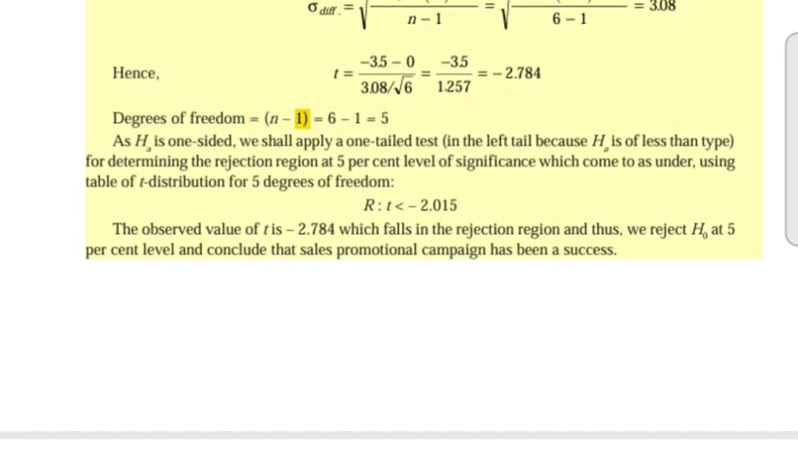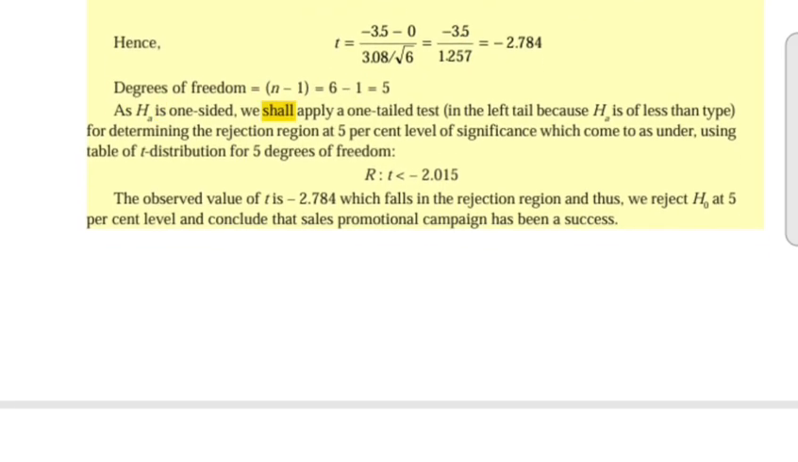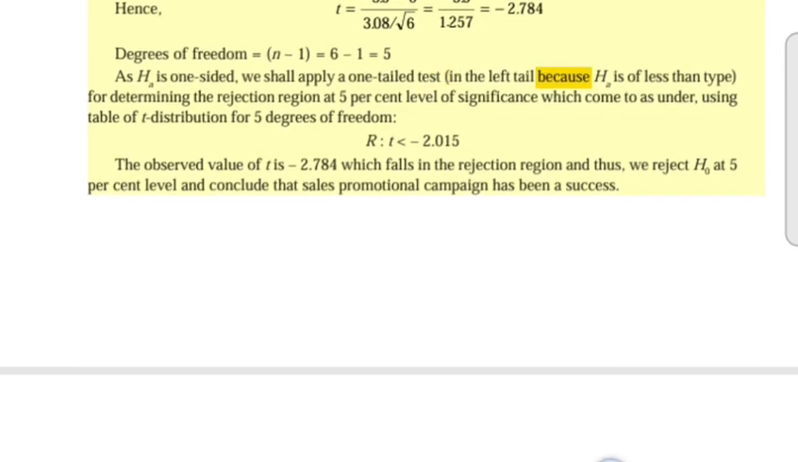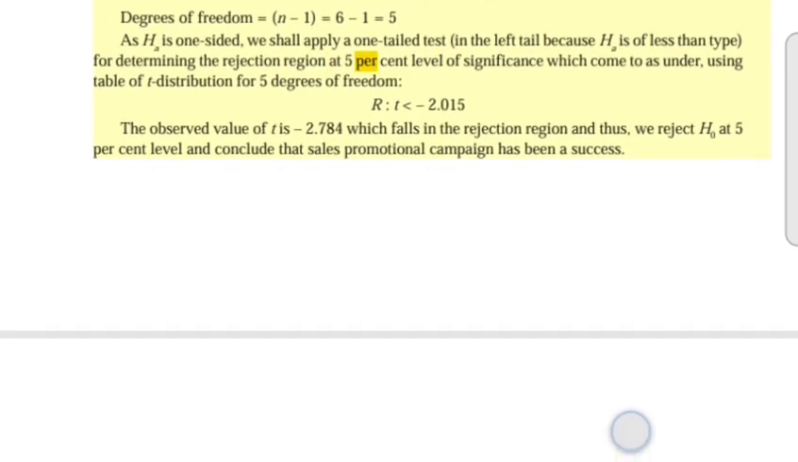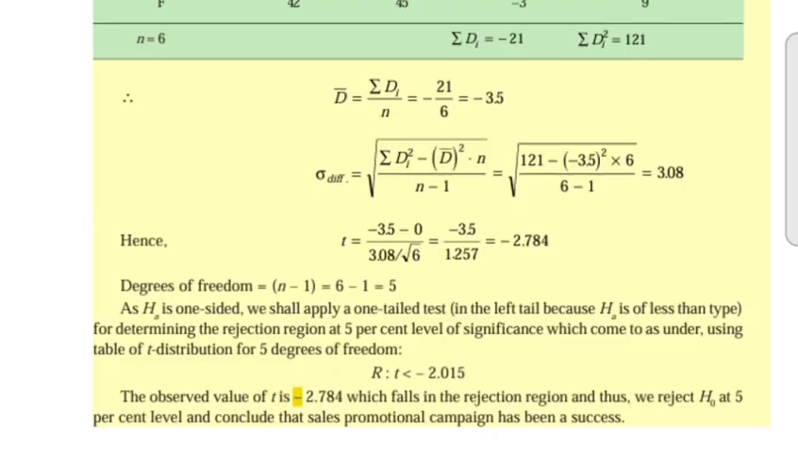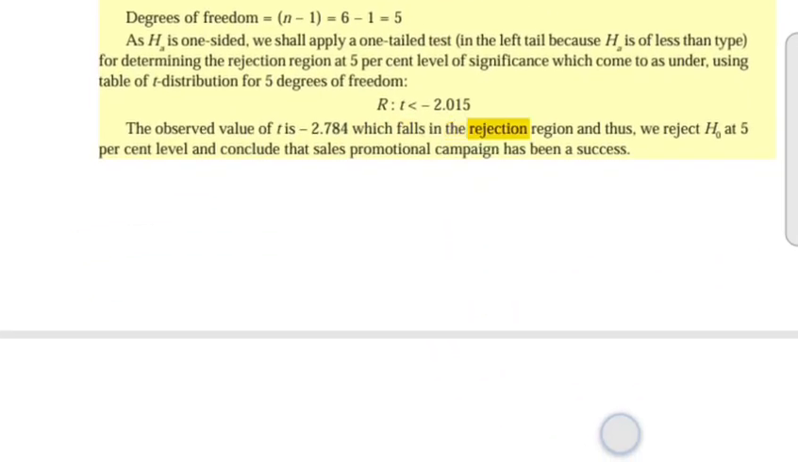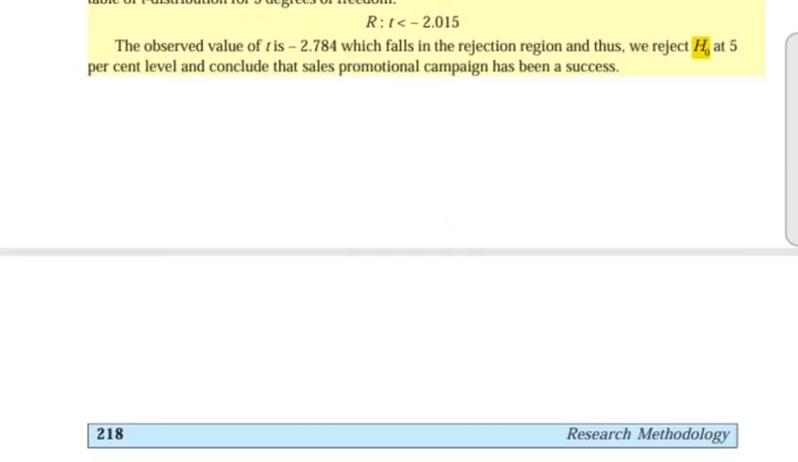We shall apply a one-tailed test in the left tail, because Ha is of the less-than type, for determining the rejection region at the 5% level of significance, which comes to as under, using the table of t distribution for 5 degrees of freedom. R: t less than -2.015. The observed value of t is -2.784, which falls in the rejection region, and thus we reject H0 at the 5% level and conclude that the sales promotional campaign has been a success.